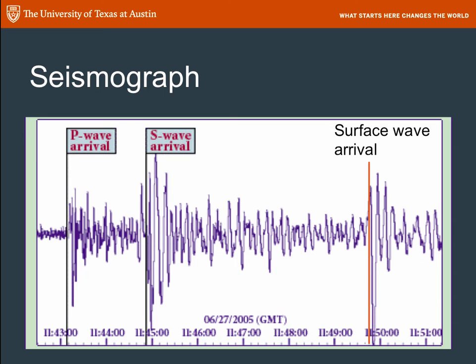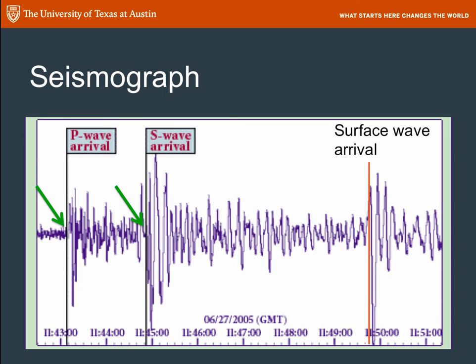A seismograph measures seismic activity. It measures the shaking of the ground caused by almost anything, but in this case we're talking about earthquakes. Time starts at the left and moves to the right, and at first we just have background wiggles, and then an earthquake wave arrives. The first wave to arrive is called a P wave. It's a compressional wave, and it moves pretty quickly through a solid medium.